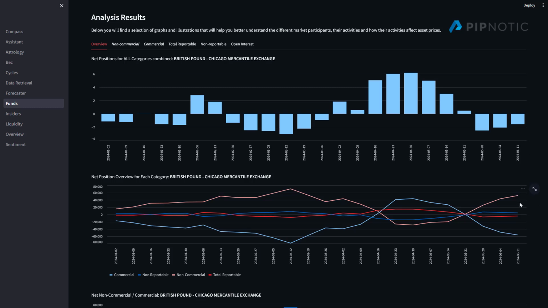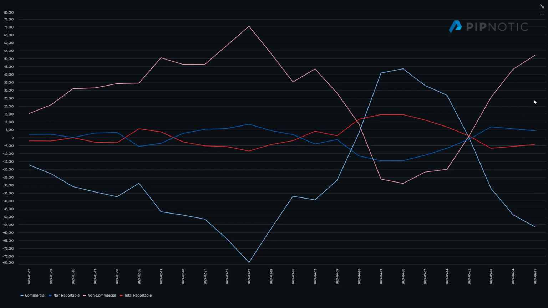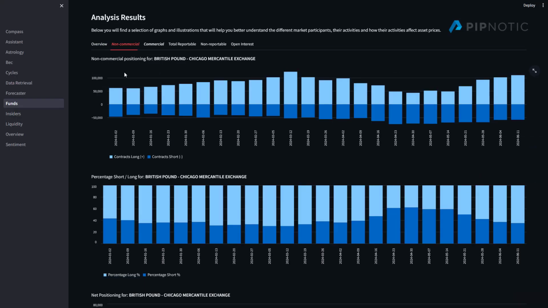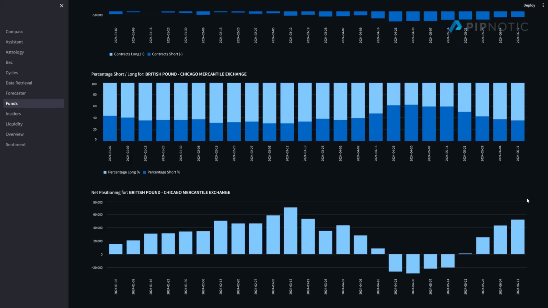The 60,000, they're pretty much matched. The non-commercials are slightly higher than the commercials. So we're going to go to the non-commercial side and see what these guys are doing. And you can see that these guys are expanding their long holding. Net positioning for the British pound, you can see that we are increasing.